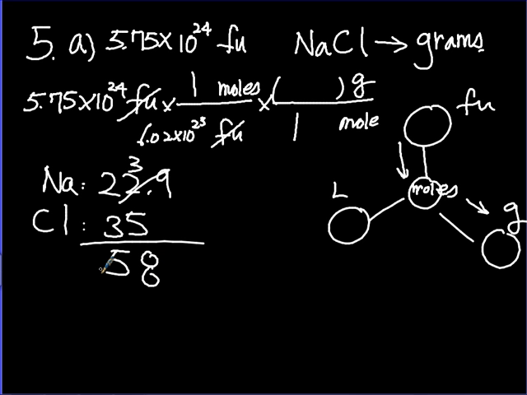So that 58 goes where? At the top where the gram is. Now, what unit cancels out? The moles cancel out. What is the only unit I have left? Grams. Do I have the unit that I want now? You're done. So let's look at the numbers.